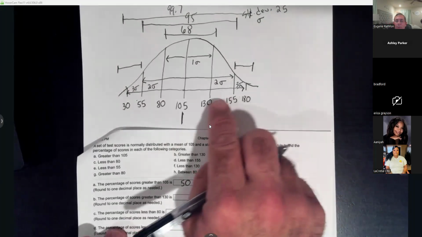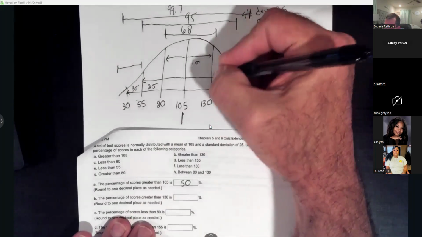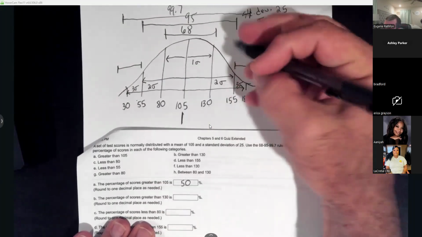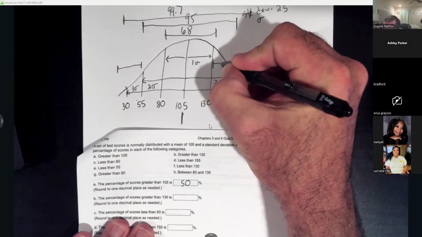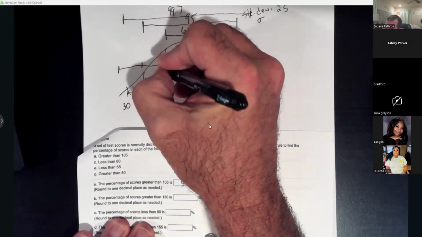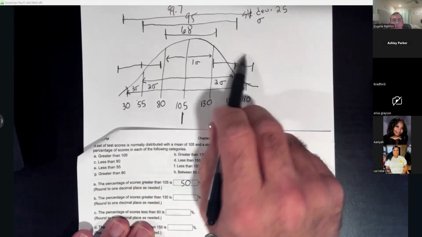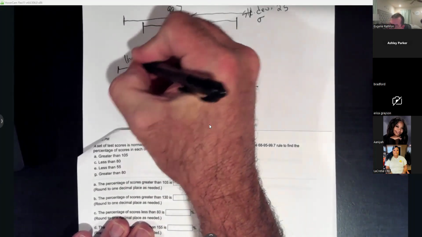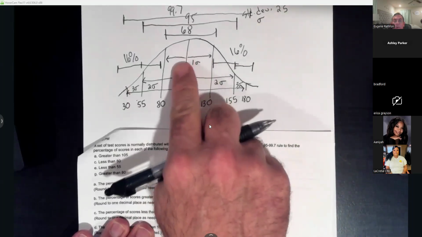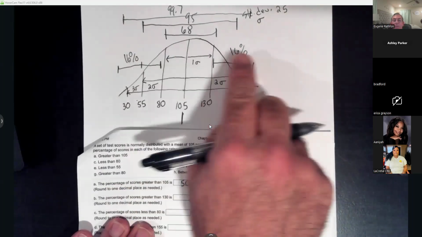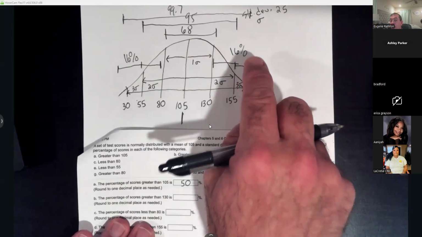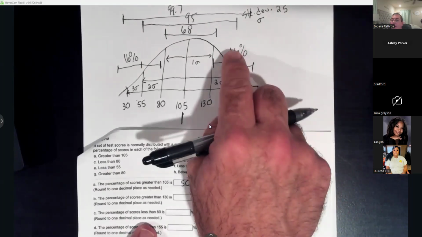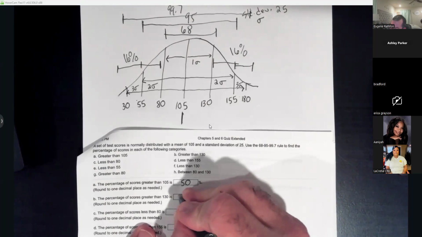Oh, I was doing the wrong one. 130 was one standard deviation away. Yeah, I was right, 68%. But this should go from here to here. The 32% would be 16% each side. Okay, so we took out 68, left me 32%, which was 16% each side. So the number of scores greater than 130 would be that 16%.